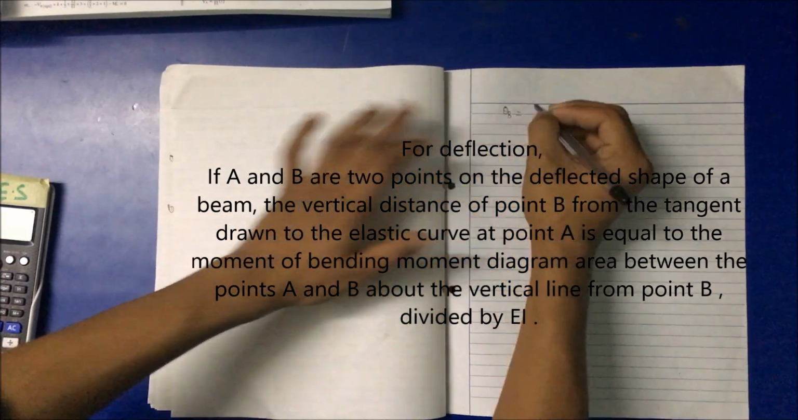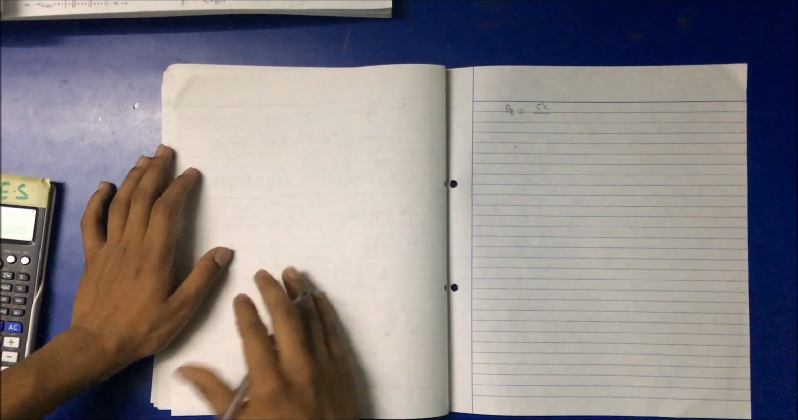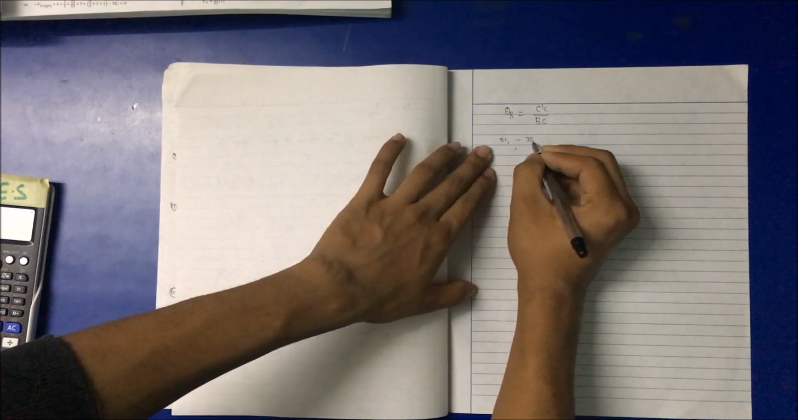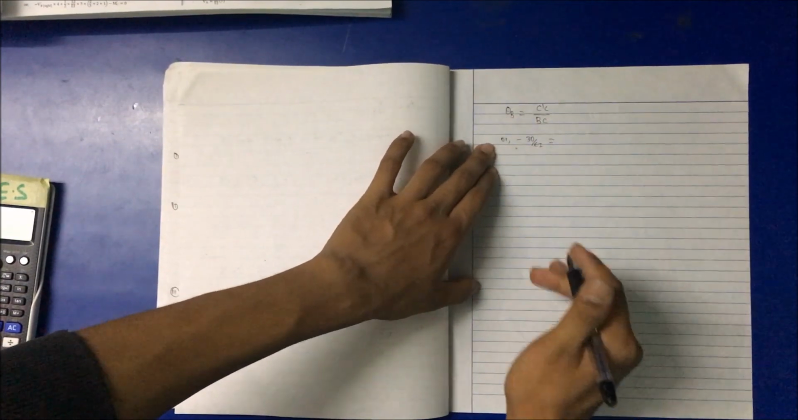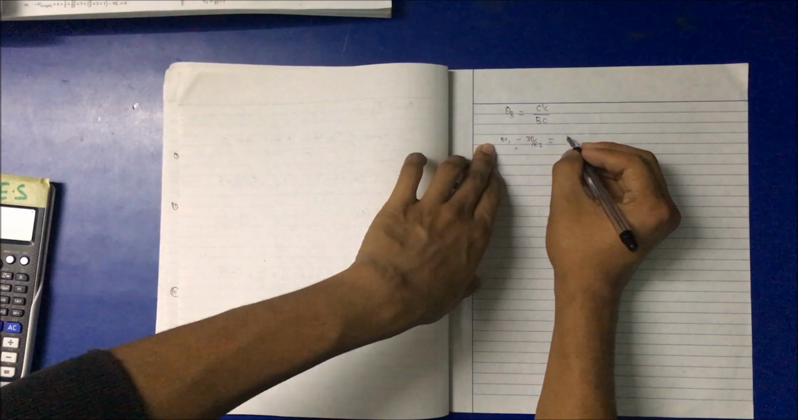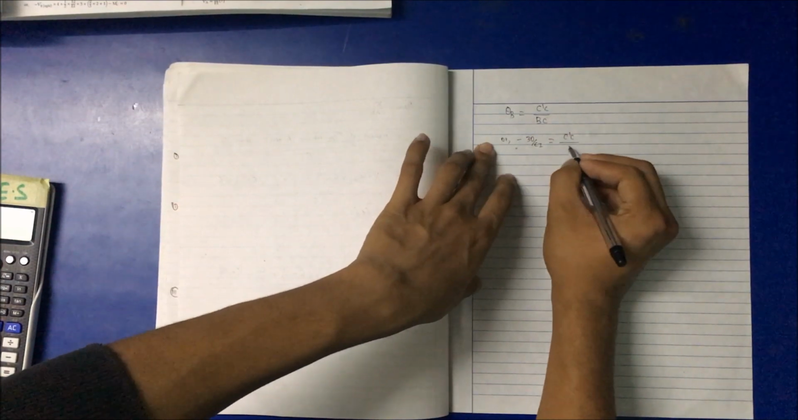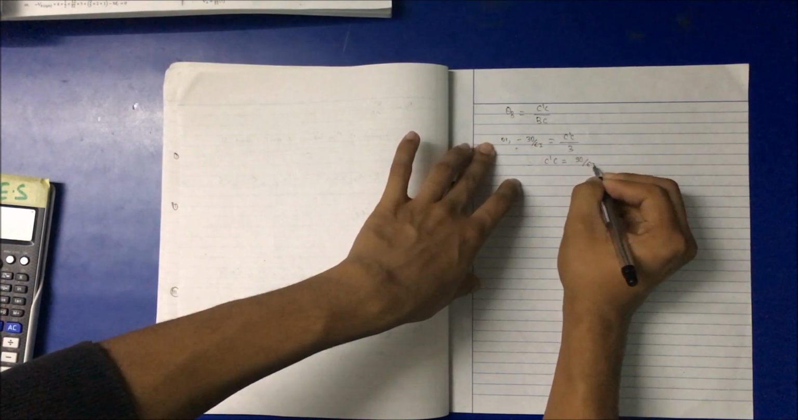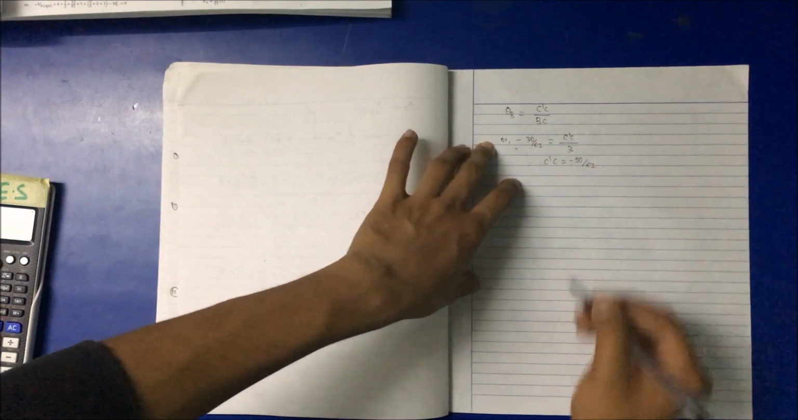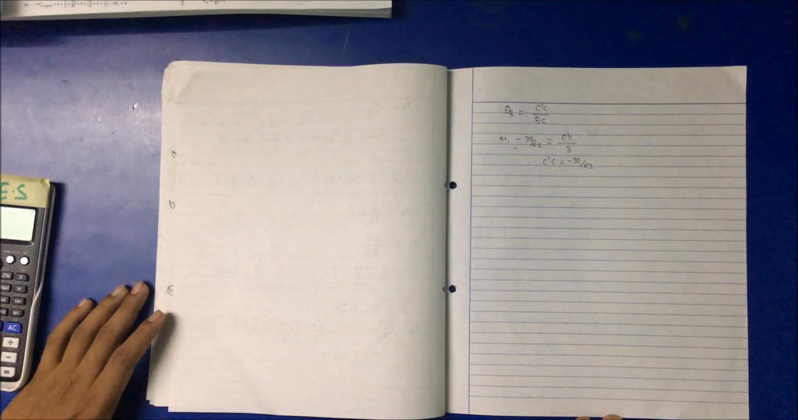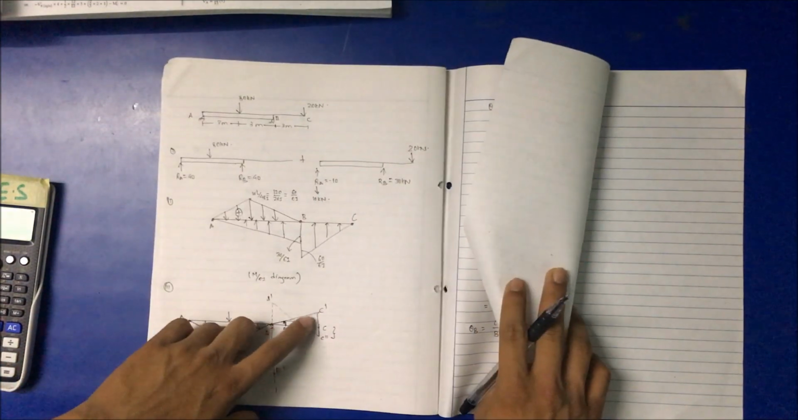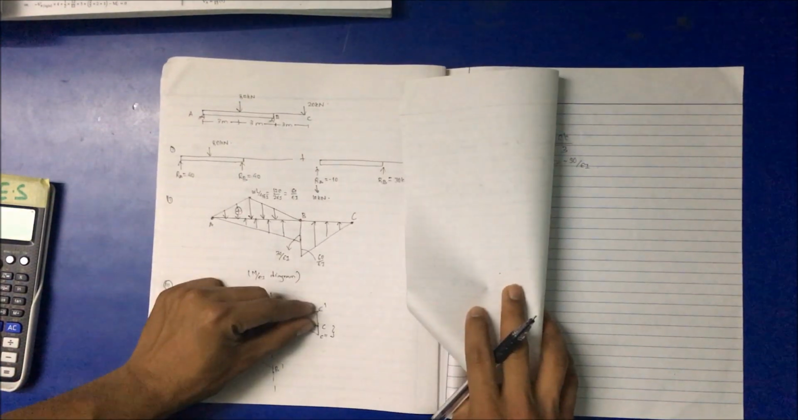Theta B is equal to C dash C by the span length, that is BC. We have minus 30 by EI is equal to C dash C, which is to be determined, and BC is 3, so C dash C is equal to minus 90 by EI. Okay, are we clear here? Then we have calculated C dash C.